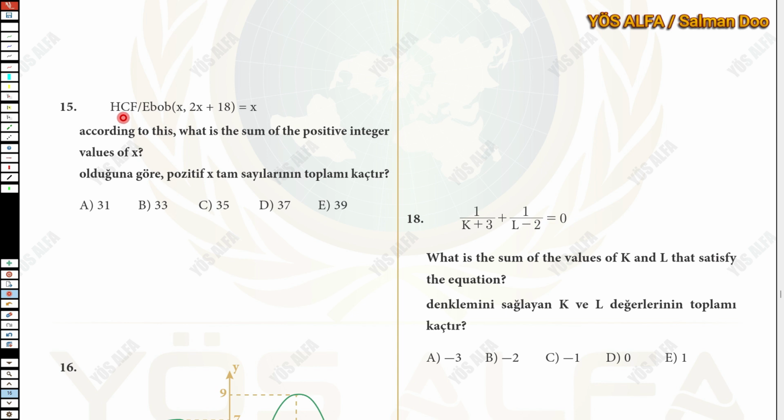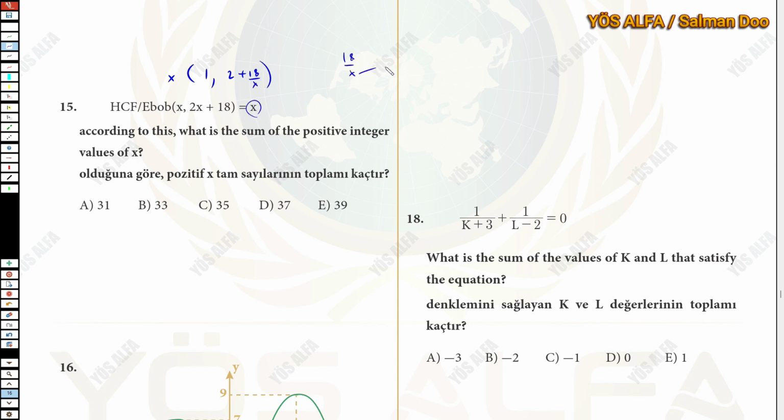15. HCF, highest common factor, is given to be x. What is the sum of the positive integer values of x? So highest common factor is x. It means that we can factor out x, and what's left inside the bracket would be 1, 2 plus 18 over x. Since HCF is given to be x, 18 must be divisible by x.